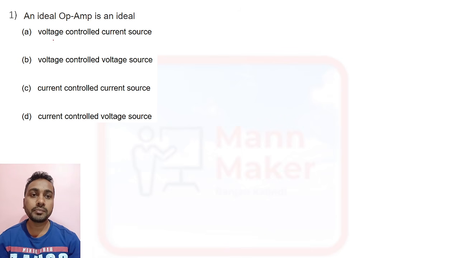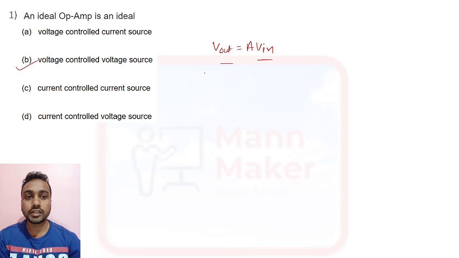An ideal op amp is an ideal op amp. If we see about the ideal op amp, then V out is equal to A into V in. So we can say that the op amp is a voltage controlled voltage source. This is the answer for this question.